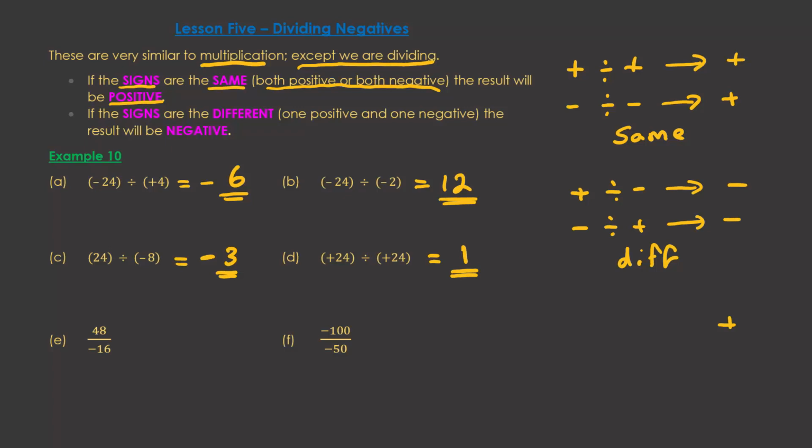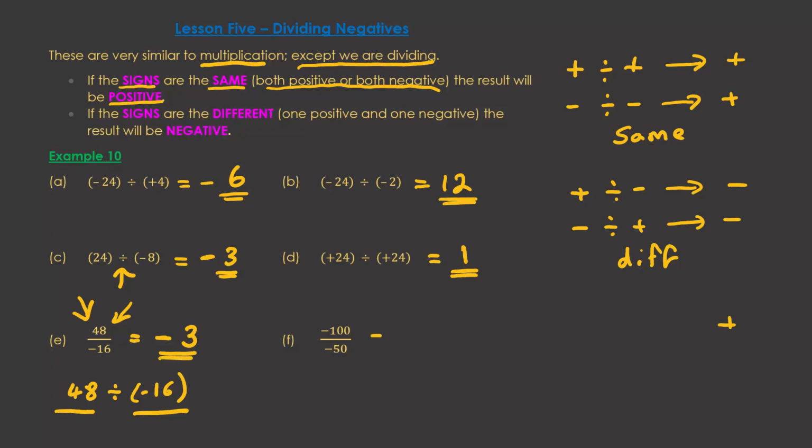Expressing this in this way is the same as doing 48 divided by negative 16. You should get used to divisions being expressed this way. As you go through high school, you'll use this divide sign less and less and express your divisions more like fractions. So we're doing a positive divided by a negative, telling me the answer is negative. 48 divided by 16 is 3.